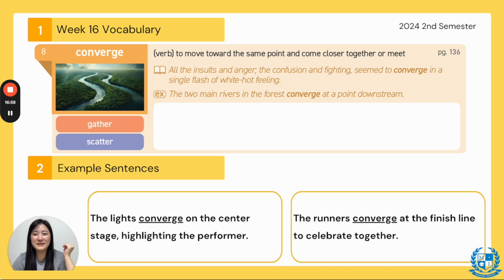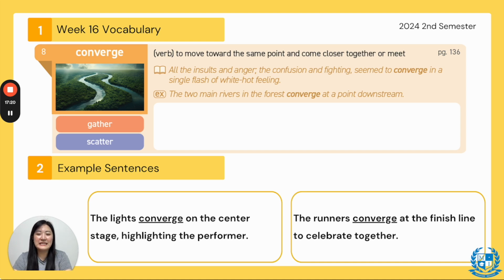Let's read the example together. 1, 2, 3. The two main rivers in the forest converge at a point downstream. So I can see in the picture above, these rivers somehow later on converge and they will come together at the time that they're going downstream, from what the sentence says.